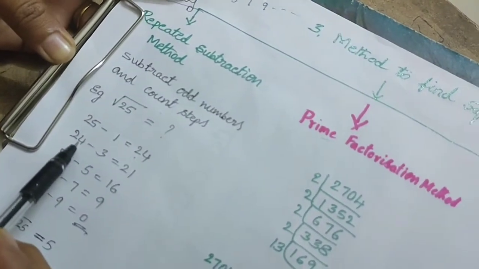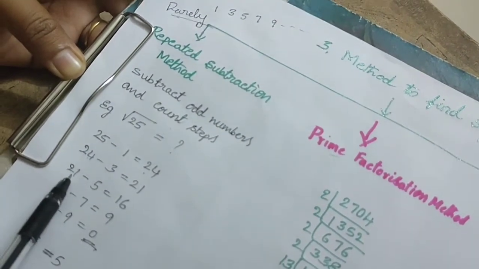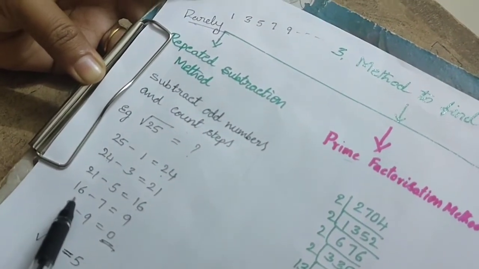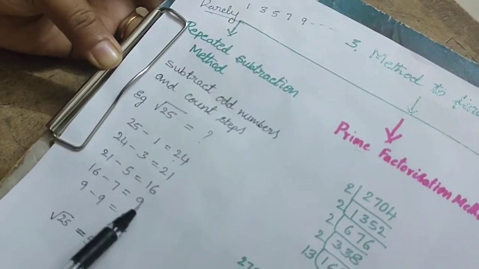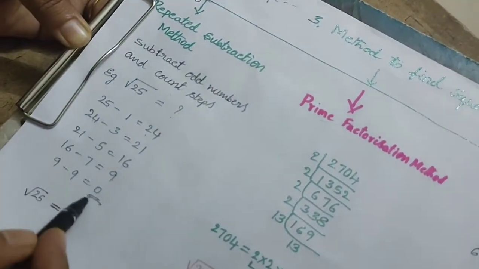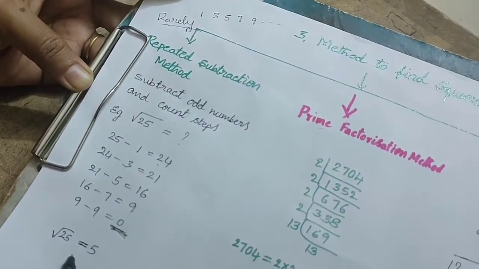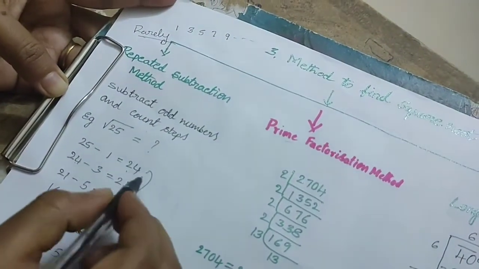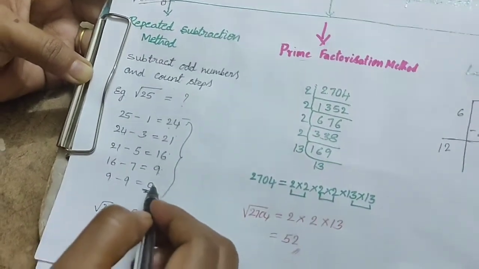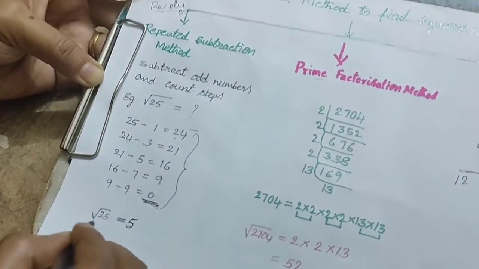Next you subtract the next odd number, 3, and get 21. Next take this 21 and subtract the next odd number 5, that is 16. Next take 16 and subtract 7, that is 9. Next take 9 and subtract the next odd number, 9, and we get 0. Whenever 0 comes, you can stop the calculation. So now how to find the answer? It is very easy. Count the steps: first, second, third, fourth and fifth. So we take 5 steps. The square root of 25 is 5.